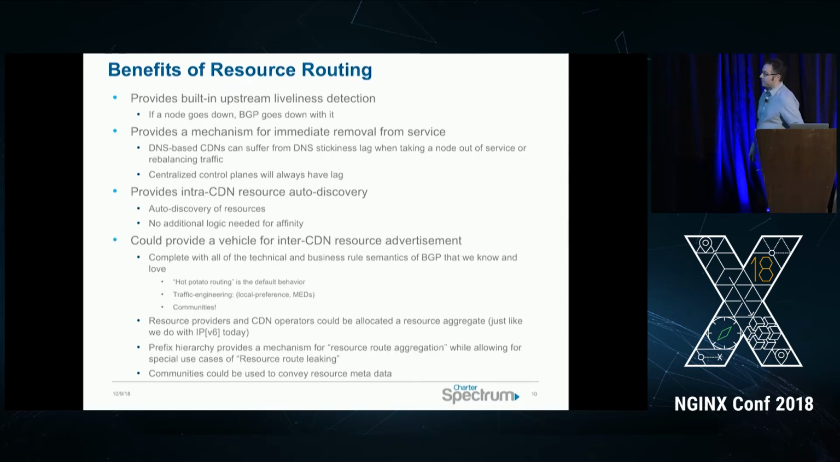So there's a lot of benefits to this that we've found as we've gone through the process. We get upstream liveliness detection because if BGP goes down, you've lost reachability to that node automatically. So you know that your upstream is dead if your BGP session goes down. So you immediately get that information. You don't have to have a centralized control plane telling you. You don't have to wait for a ping timeout or a health check failure. You know the second that BGP session goes down that you can't use that host anymore.